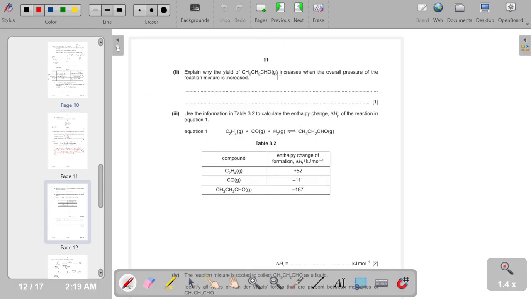So the yield of this increases when the overall pressure increases, because you can see the product side has fewer moles. Is it clear?